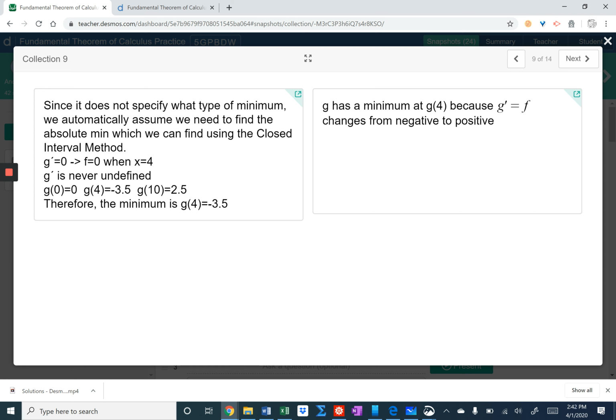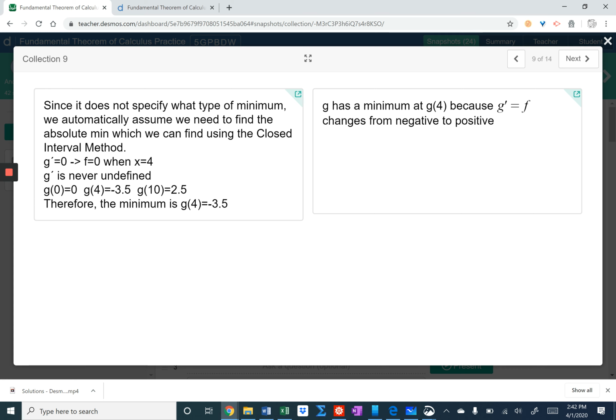Let's take a look. The first one here, let's read. Since it doesn't specify what type of minimum, we automatically assume that we need to find the absolute minimum. Someone heard me say that in class, which we could find using the closed interval method. And then you get g prime is equal to 0. That's when f is equal to 0, which is when x equals 4. g prime is never undefined. And then give the values of the function at those points, and then state the minimum. That's exactly going to get you full credit every time.